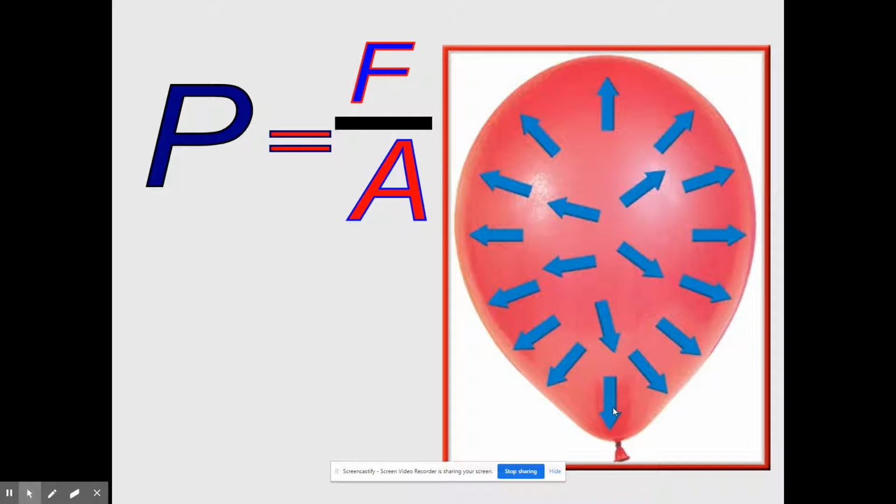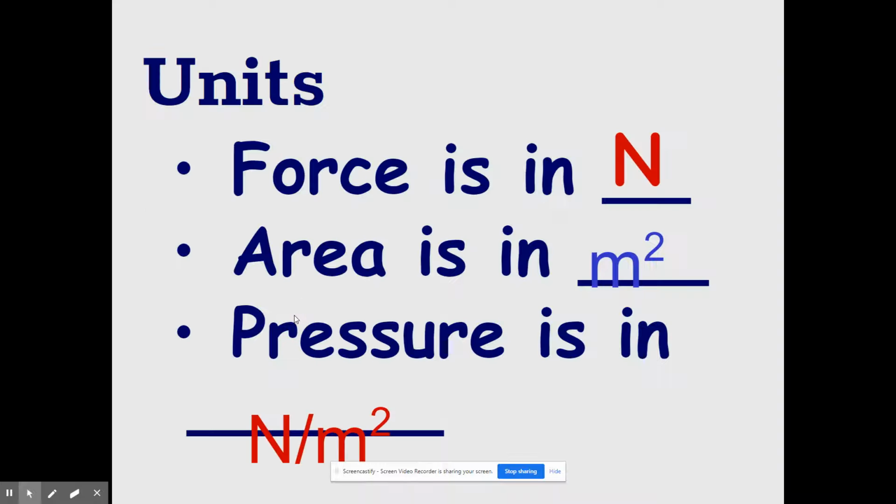So inside this balloon, we have molecules flying around. They're colliding with each other and the sides of the container, and that is a force over a certain area, so that is pressure. The units for pressure: force is in newtons, area is in meters squared, and pressure is in newtons per meter squared.